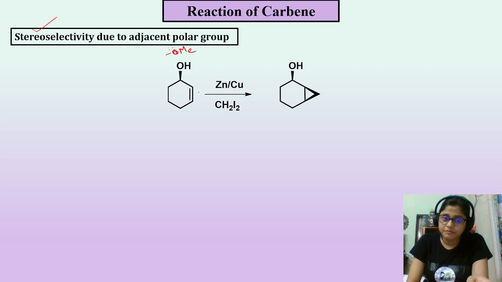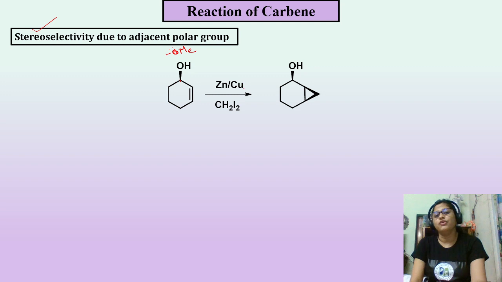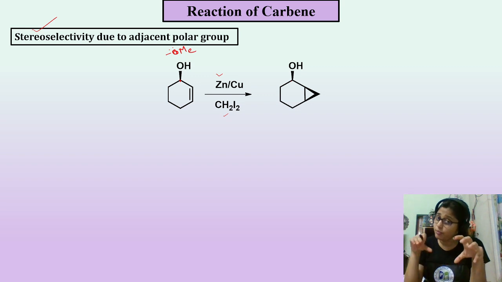But before that, what is happening is when there is an adjacent allylic alcohol. For the case of allylic alcohol, when zinc copper and CH2I2 are given, it will give cyclopropane obviously, but the stereochemistry is on the upside. So the bond will form up. Understood? Because this stereochemistry is mentioned and it has a polar group, the cyclopropane ring will form from that side only, from the side of the polar group. Now why?